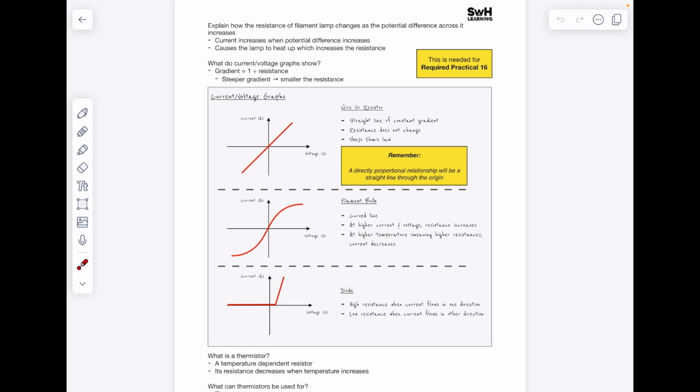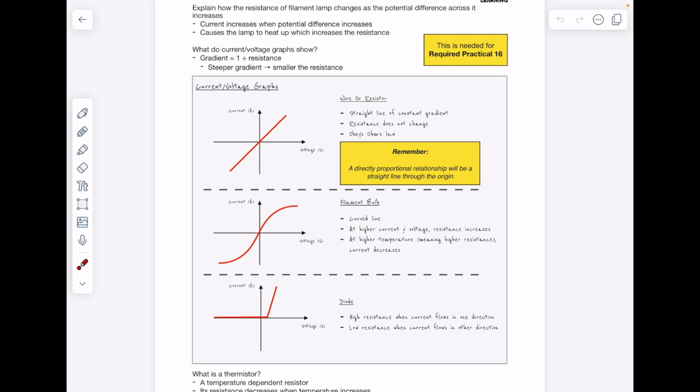So I'm going to show you past paper questions because I think that's the most straightforward way of teaching you this. Let's just have a look though at the kind of graphs we could expect to produce having carried out an investigation into how current and potential difference are related in these various components.